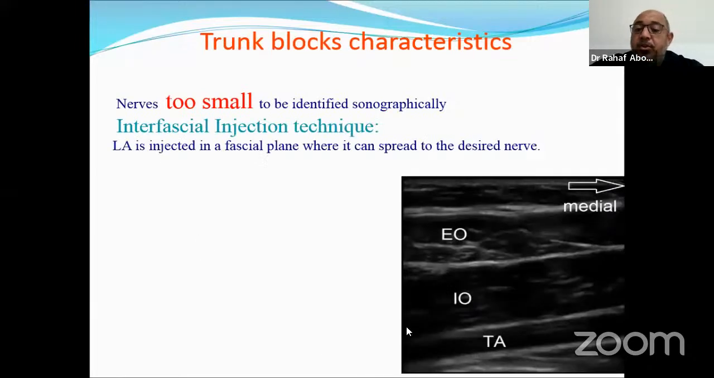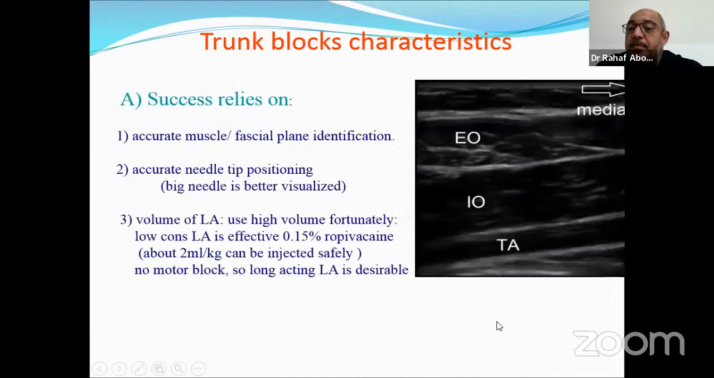In this interfascial injection, we determine the fascial plane where the nerve runs and place the local anesthetic there, where it spreads to the nerve. The key to success of this technique is, first, accurate fascial plane identification, and inshallah in this workshop we will show many of these fascial planes. And second is the volume of local anesthetic. The higher the volume, the higher the success.